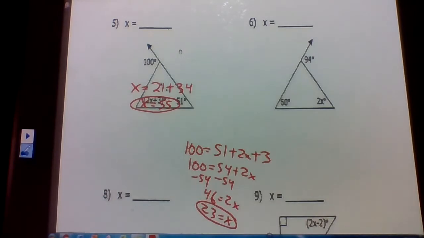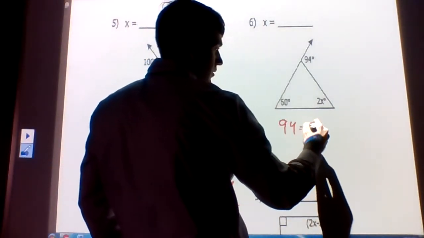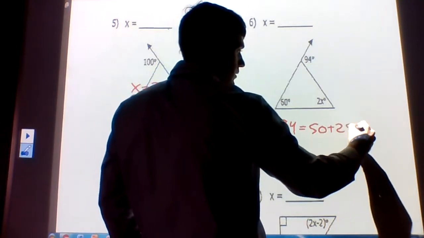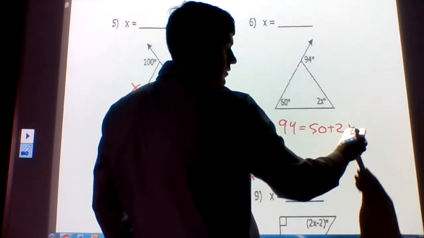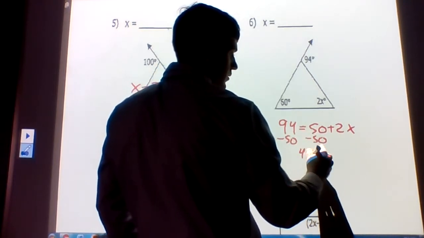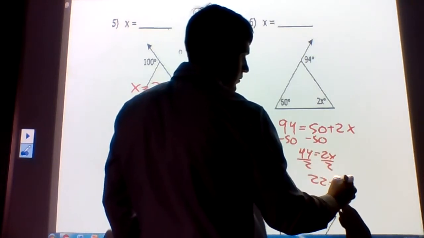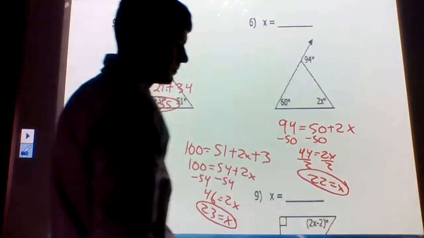Okay. Then here, 94 is your exterior angle. 50 and 2x are your interior angles. So minus 50 gives 44, divided by 2. 22 equals x.